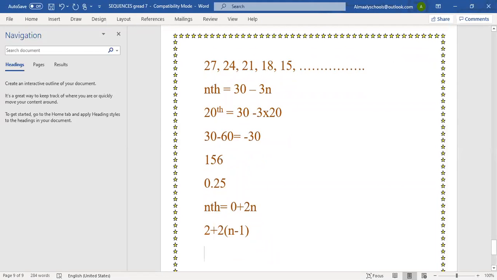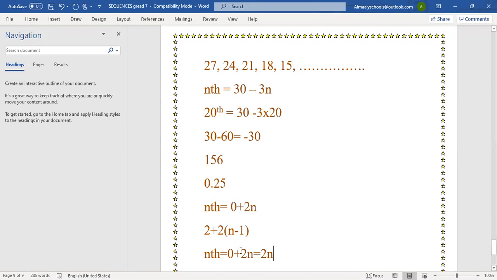We will find the zero term. The zero term is the 0 which is before the first. It will be 0 plus the constant difference, which is 2, and right beside the constant difference you should always write n. So the nth term equals 0 plus 2n. 0 plus 2n means 2n. Very good. Understood?